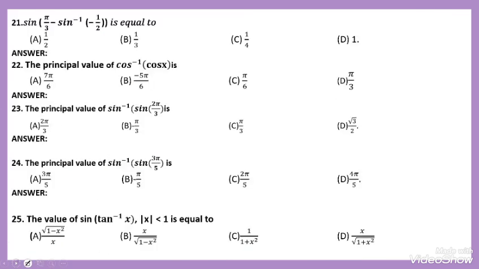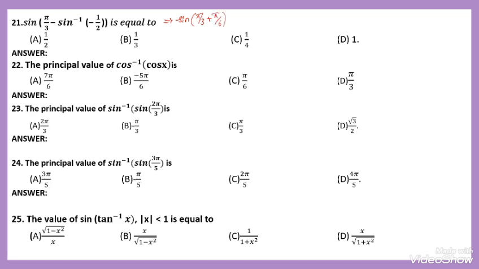Next, we will move on to the next question. Question number 21. Sine of pi by 3 minus sine inverse of minus 1 by 2. Okay, I can solve here. First I can take the sine function; I will keep pi by 3 for some time. Again, sine inverse of minus 1 by 2. According to the property, there is a minus here. Minus into minus becomes plus. What is the sine inverse of 1 by 2? The value will be pi by 6.